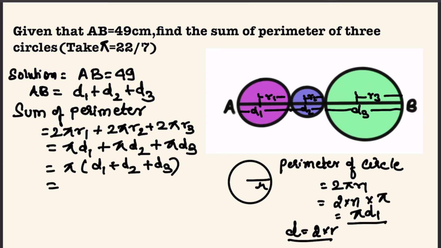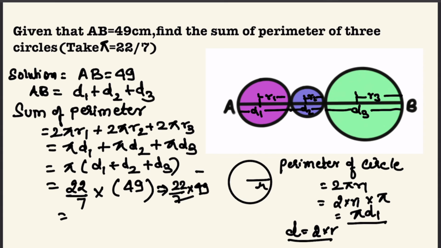The value of pi is given in the question as 22 by 7 and the sum of the diameters was 49. So on cancelling, I'll get 22 upon 7 into 49. 7 sevens are 49. So it comes out to be 154 centimeter.